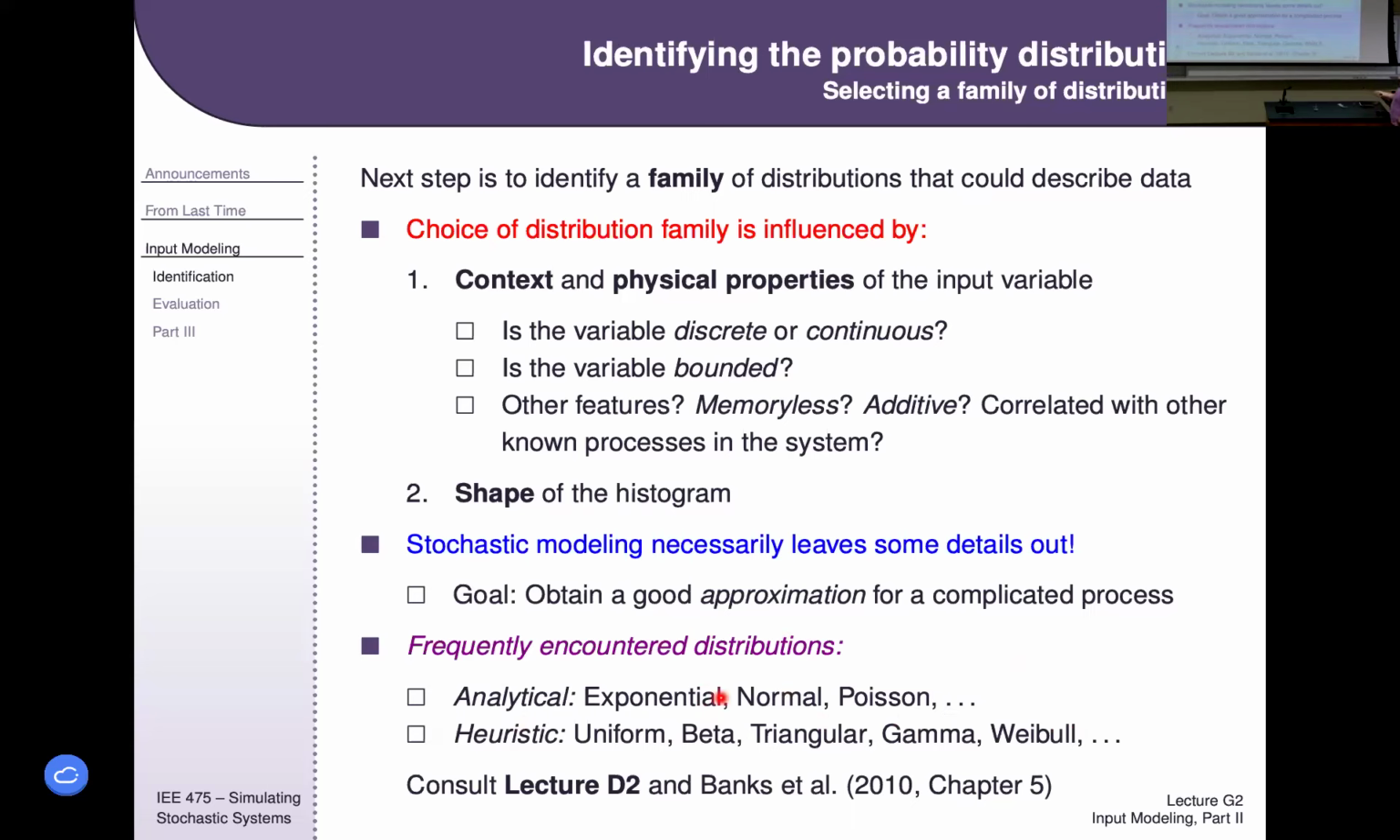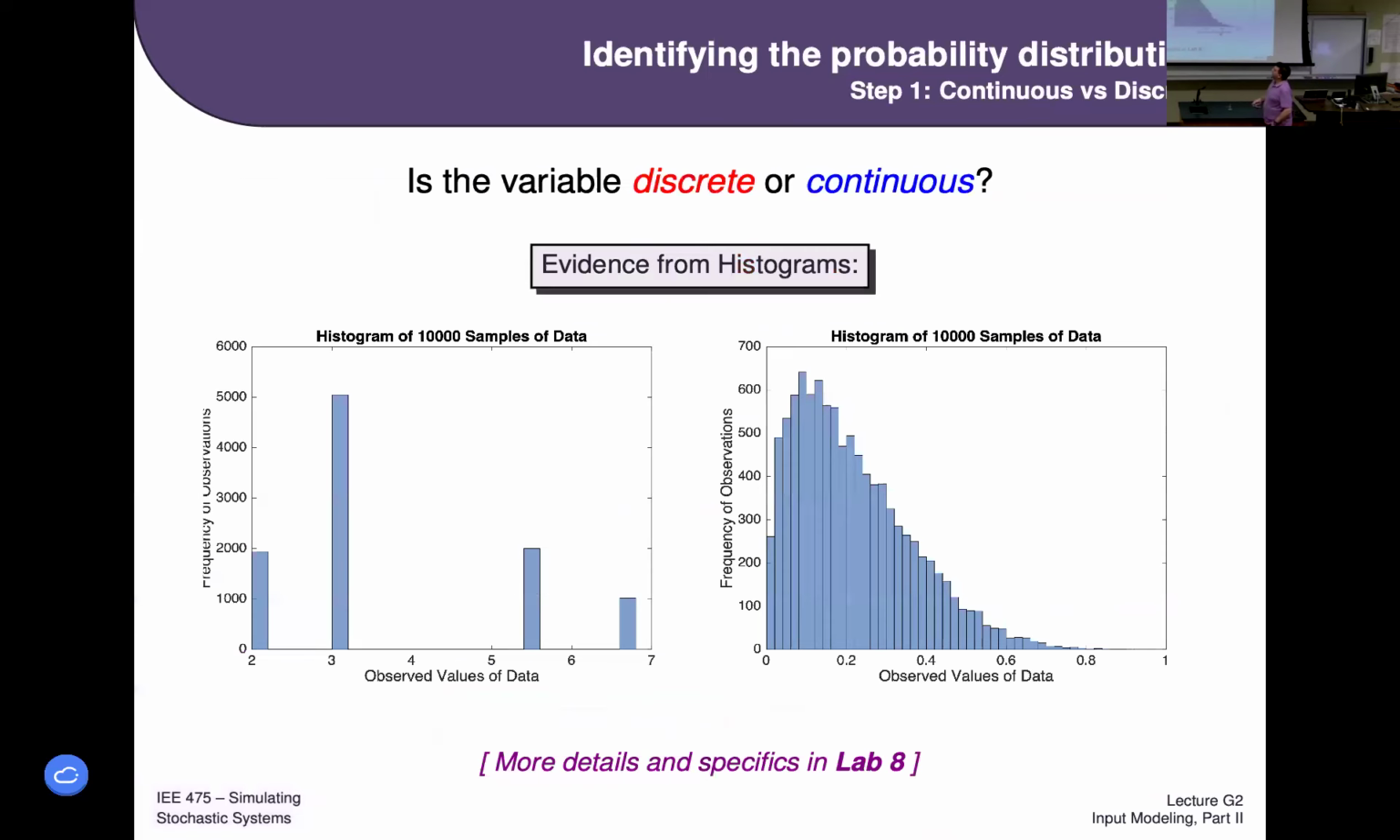I haven't taught you anything about the beta, but looking forward, if you need a bounded continuous distribution that has some funky shape, then the beta distribution is a great go-to for that. You don't have to worry about the beta in this class, but just know that as you do this for real, these are the ones that come up a lot.